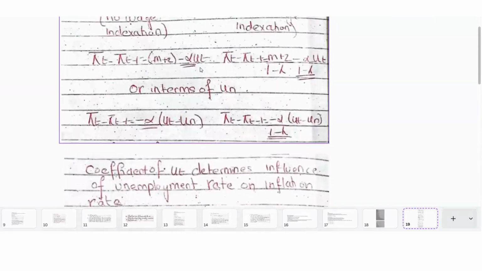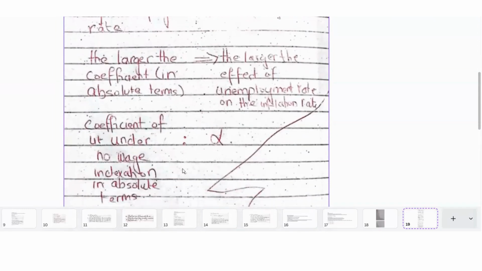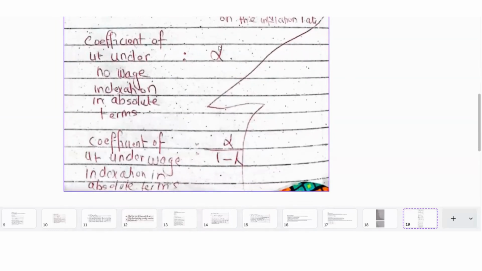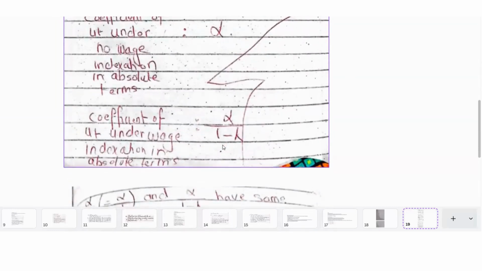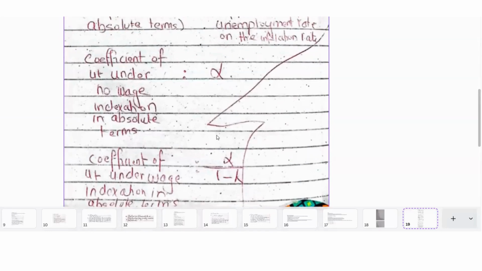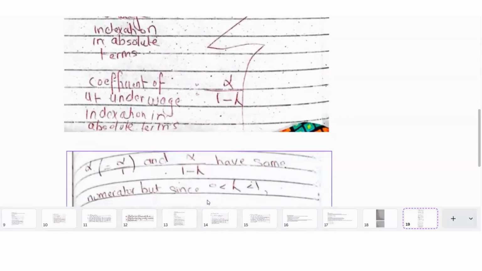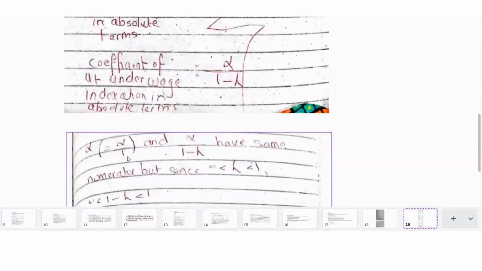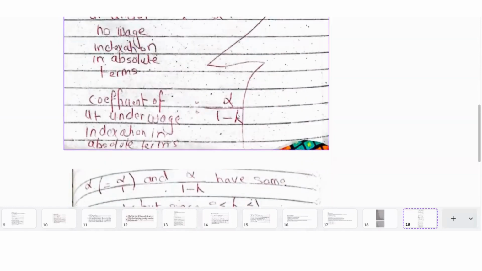Now, the coefficient of ut under no wage indexation is, in absolute terms, alpha. The coefficient of ut with wage indexation, in absolute terms, is alpha by 1 minus lambda. We're going to compare these two coefficients to see whether the effect of unemployment rate on the inflation rate is higher under no wage indexation or with wage indexation. Alpha can be written as alpha by 1, and then we have alpha by 1 minus lambda.